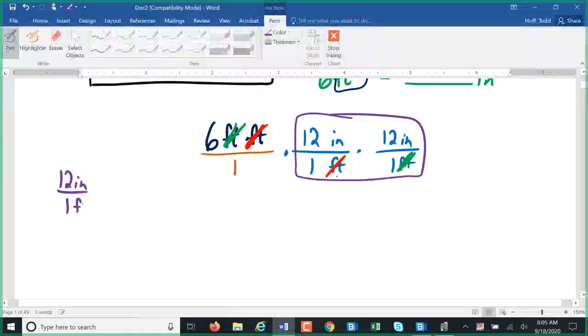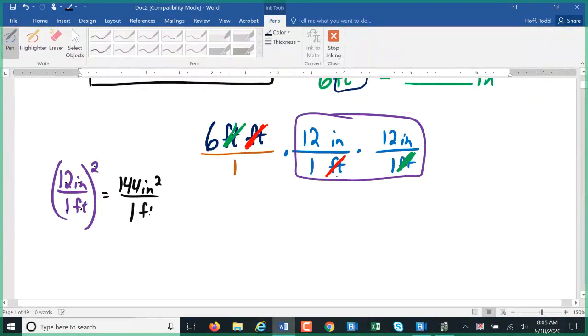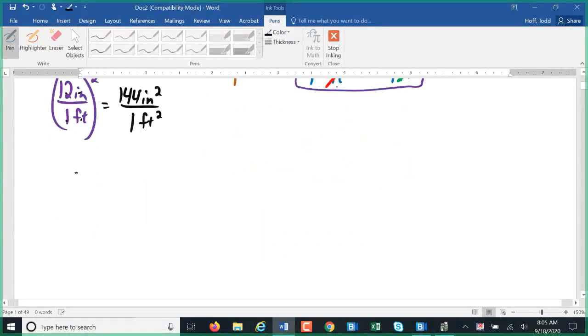12 inches over 1 foot, if I square that, well, 12 squared is 144. Inches squared is inches squared. 1 squared is 1. Feet squared is feet squared. There is 144 square inches in 1 square foot. If you sketch that out, it actually makes sense.